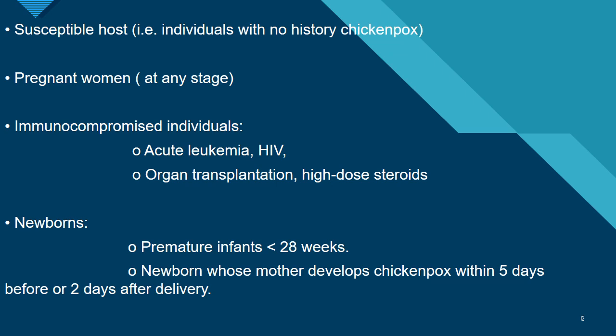Newborn is another indication of immunoglobulin. So if a baby is premature infant, that is born less than 28 weeks, or a newborn whose mother develops chickenpox within 5 days before or 2 days after delivery, so you will give immunoglobulin to that newborn as well.